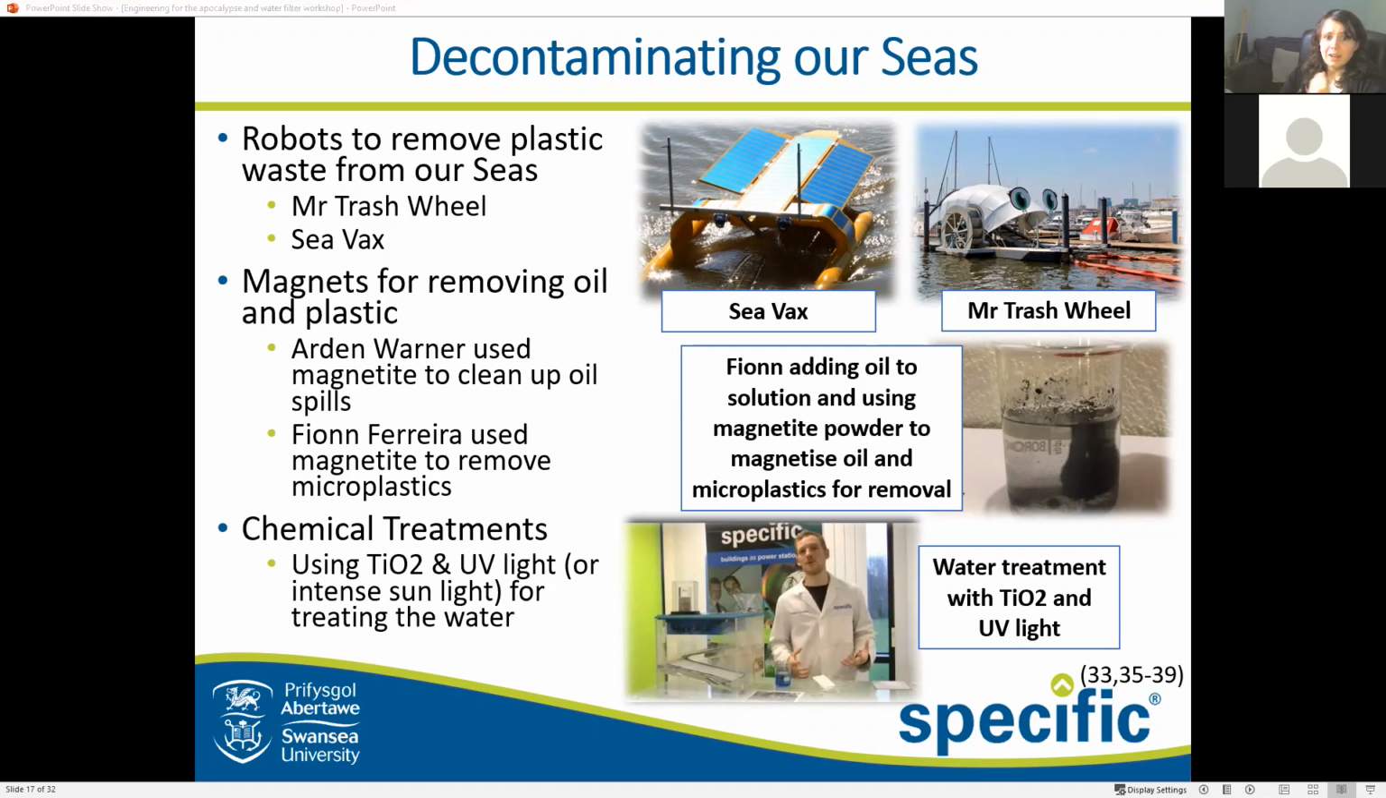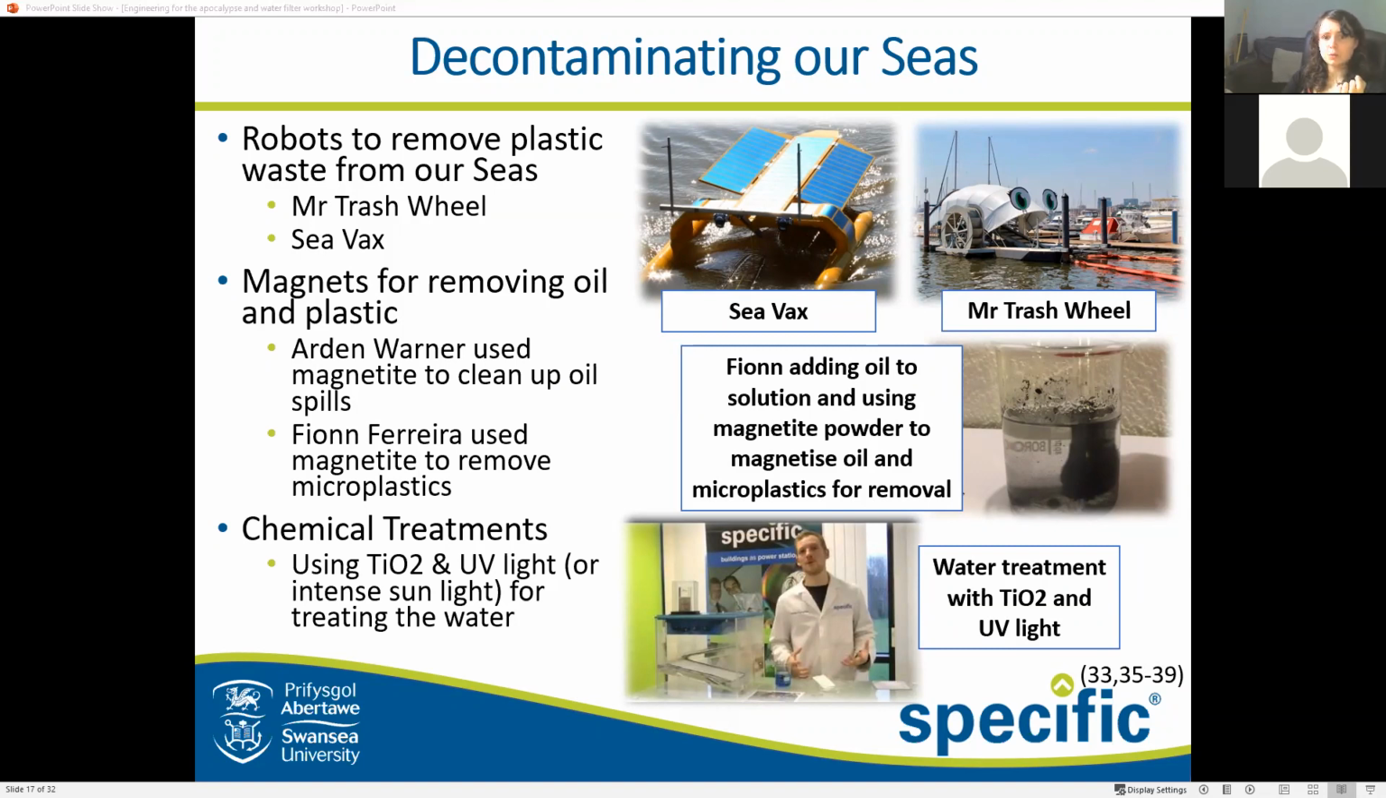However, although these methods can remove larger bits of plastic and other bits of litter in the sea, alternative methods are required to clean up the smaller particles or oil. To tackle this, the Fermilab accelerator physicist Arden Warner came up with a solution of adding little bits of iron filings or magnetized dust to the water contaminated with oil, and then these will combine with the oil, magnetize it, and enable it to be removed with magnets.